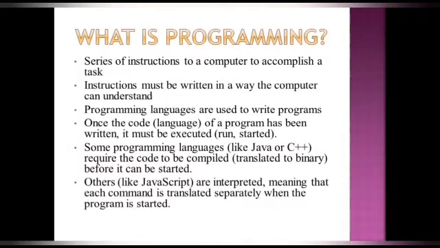Once the code of a program has been written, it must be executed, run, and started. Some programming languages like Java or C++ require the code to be compiled, translated to binary, before it can be started. Others like JavaScript are interpreted, meaning that each command is translated separately when the program is started.